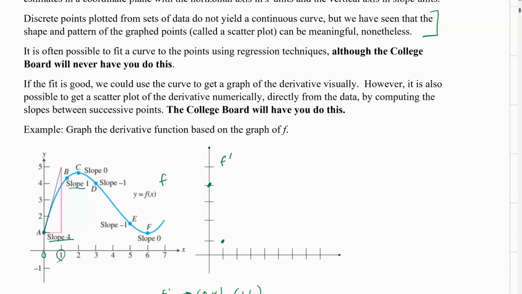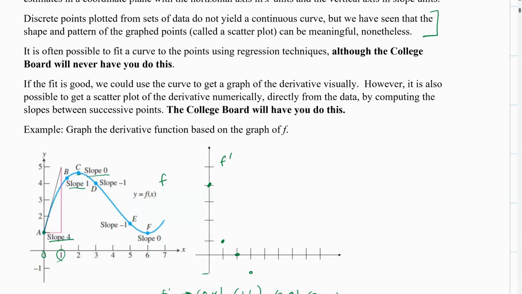Oh, what about at 2, at point C? Oh, it has a slope of 0. It looks like the x value is 2, but the slope is 0. So maybe at 2, I can put in a point 0. Oh, what about when x is 3 at point D? Oh, it looks like when x is 3, the slope is -1. Oh, I need to put a little thing in for -1. Looks like I'm right there.